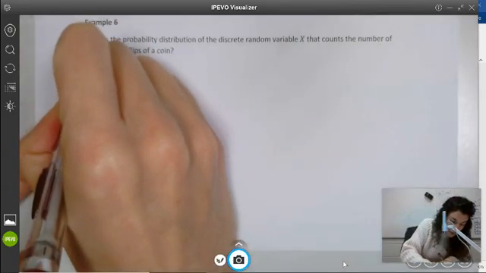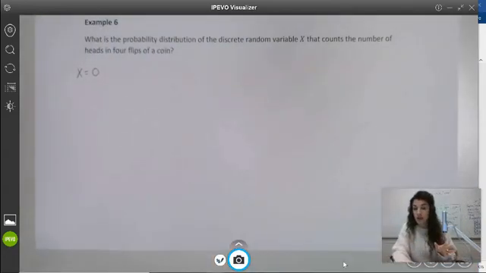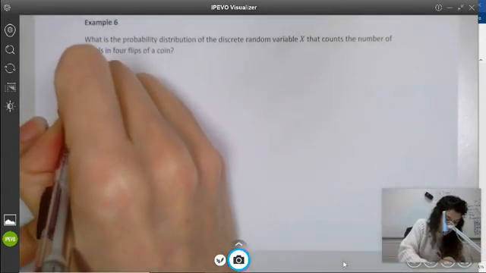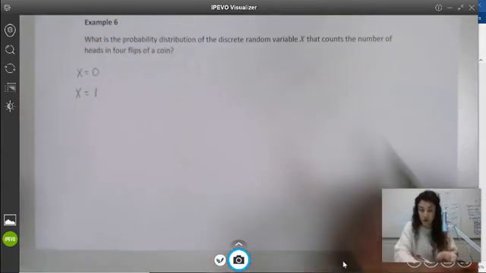So our x value could be 0, right? We could have 0 heads show up. Our x value could be 1. We could have only 1 head show up.